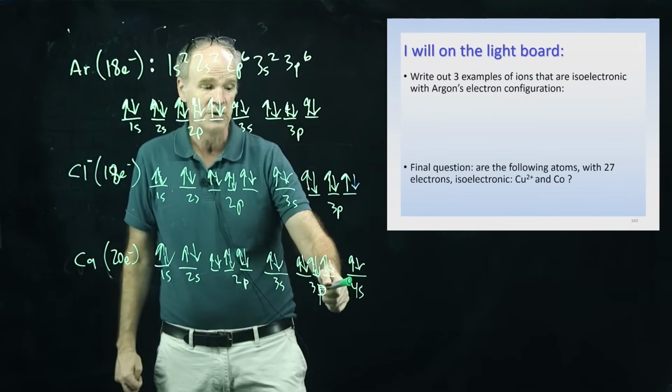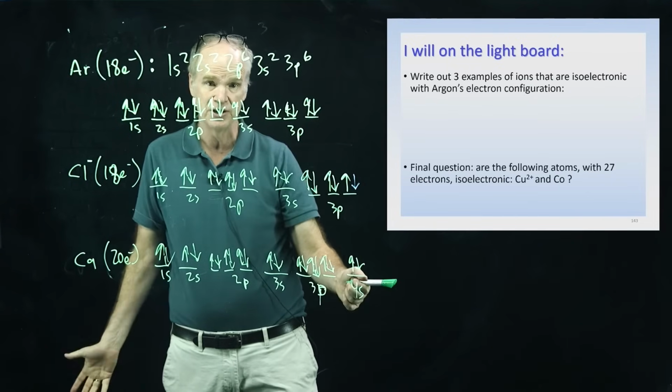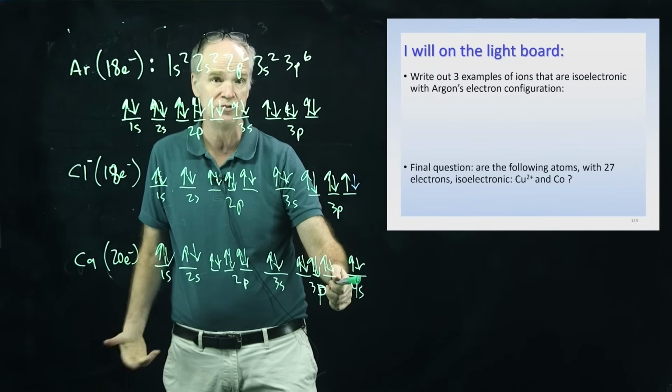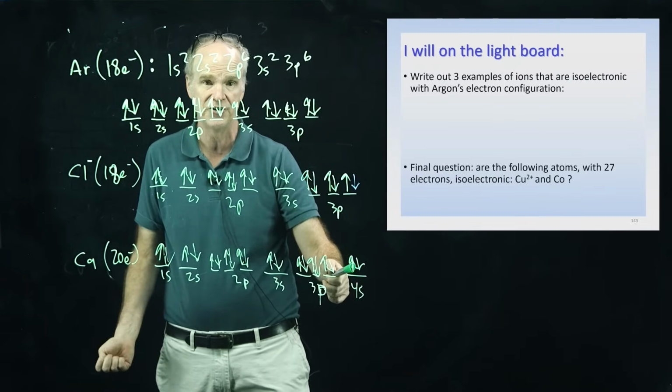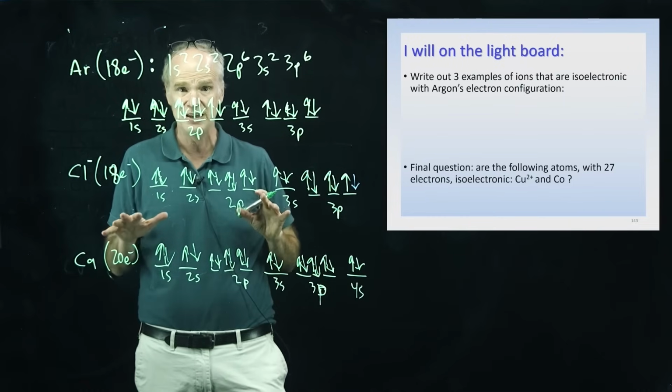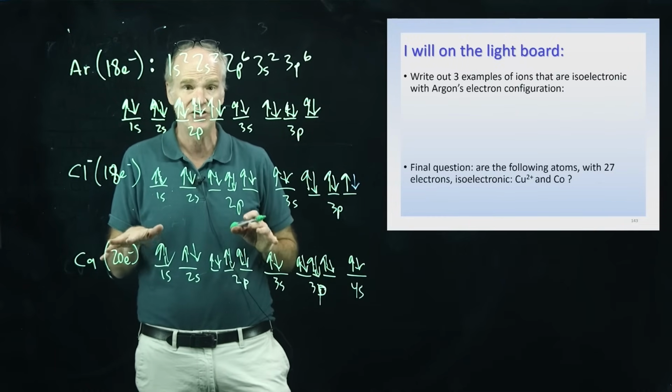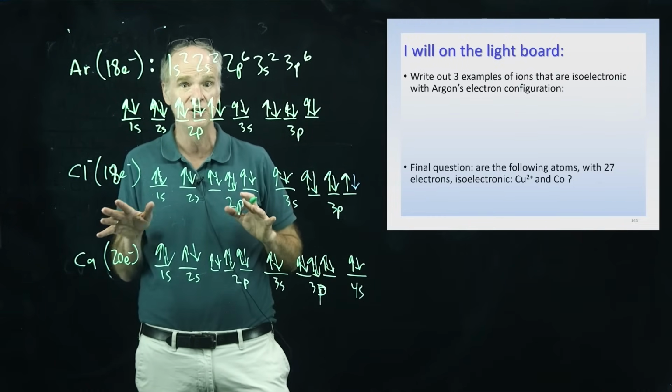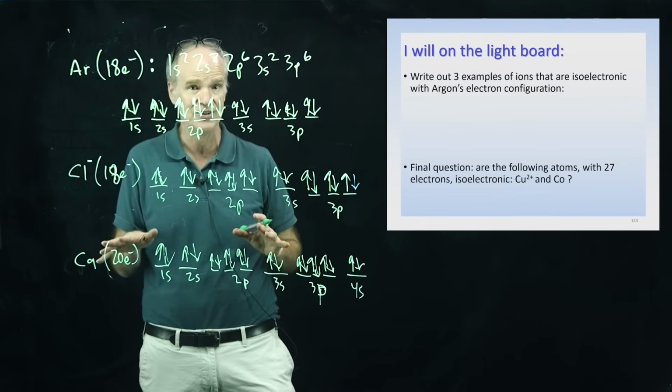And the reason is because now calcium has a different configuration, right? Now we have 2 more electrons that go into the 4s sublevel. So this is not isoelectronic with argon. But can we easily make a change somehow to this configuration so it is isoelectronic with argon? And the answer is yes.